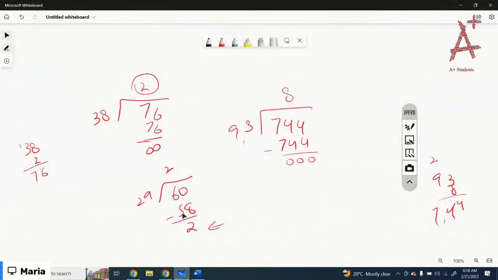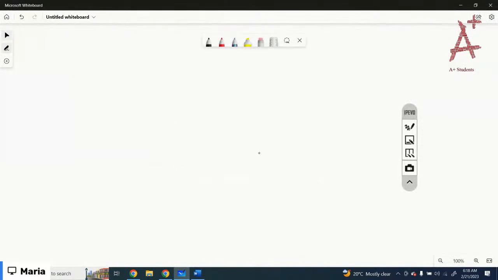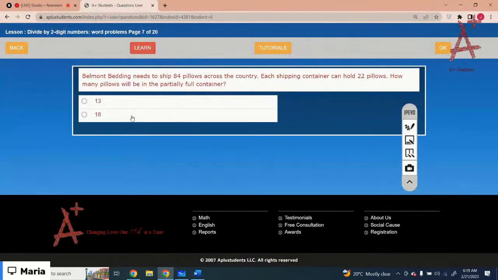84 divided by 22. 22 times 4 is 88, but we can go for 22 times 3, because 88 is greater than 84. That would be 66. Got it? So when we subtract them, 14 take away 6 is 8 and 7 take away 6 is 1. That means the partially full container has 18 pillows. Got it? So the correct option is 18.